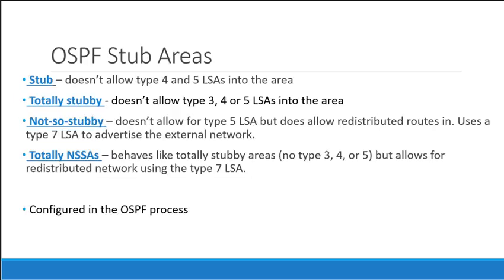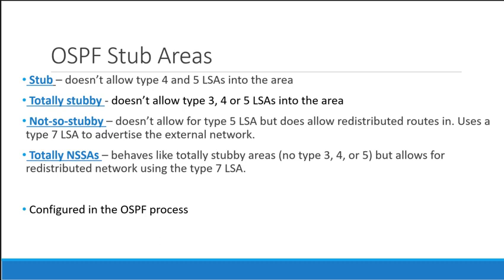For OSPF stub areas, we have our stub, our totally stubby, our not so stubby, and our totally not so stubby areas. A stub doesn't allow Type 4 and 5 LSAs into the area, so no external LSAs. We're not learning about our redistributed networks. The totally stubby doesn't allow Type 3, 4, or 5 LSAs into the area, so we're not learning about routes outside of our area or external or redistributed routes.